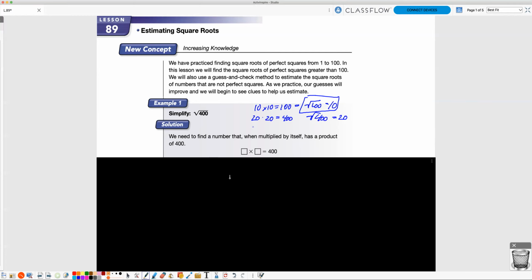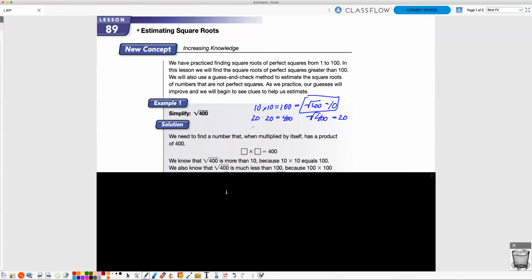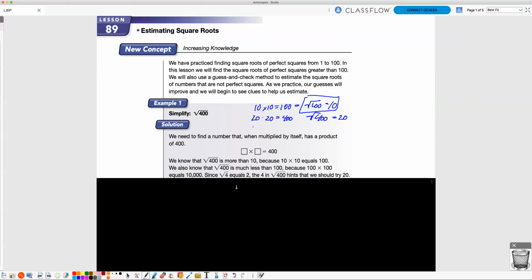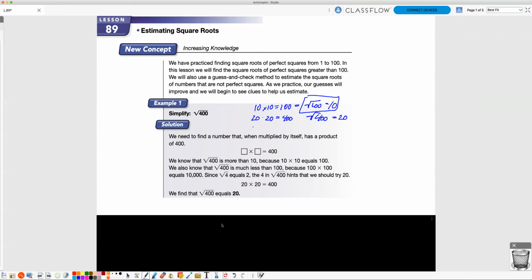So you just need to find a number that when multiplied by itself has a product of 400. We know that the square root of 400 is more than 10 because 10 times 10 equals 100. We also know that the square root of 400 is much less than 100 because 100 times 100 equals 10,000. Since the square root of 4 equals 2, the 4 in the 400 hints that we should try 20. 20 times 20 equals 400.